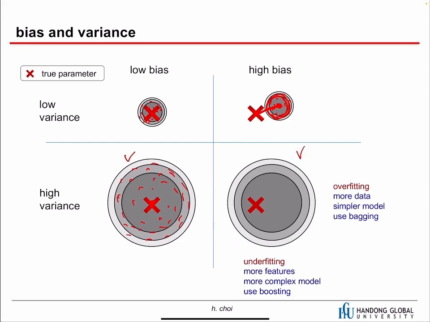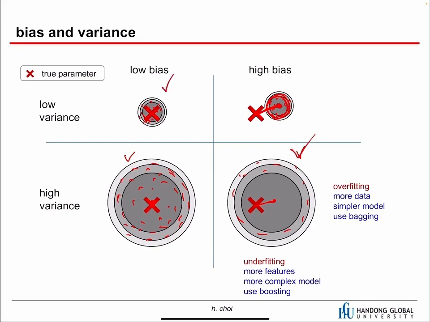And in this case, we have a high variance. And when we take an average, there is a big difference. So we have a high bias and high variance. So this is the worst case. And this is the best case.